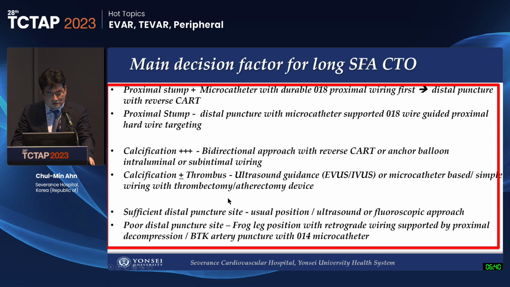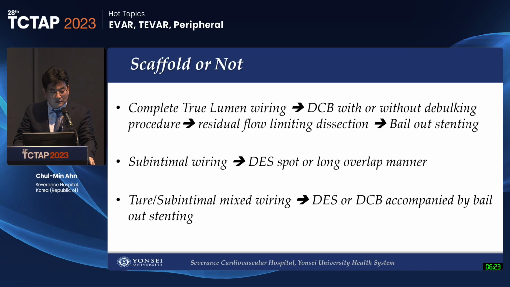If there is a sufficient distal stump, we usually use the popliteal approach, but with a poor distal puncture site, we change to the frog leg position with a BTK puncture with a 0.018 or 0.014 microcatheter supported bidirectional approach. Scaffold or not depends on whether it is a complete true lumen wiring or not. If there is subintimal wiring, we usually use DES, and for true lumen and mixed wiring, usually DCB or DES accompanied by bailout stenting.